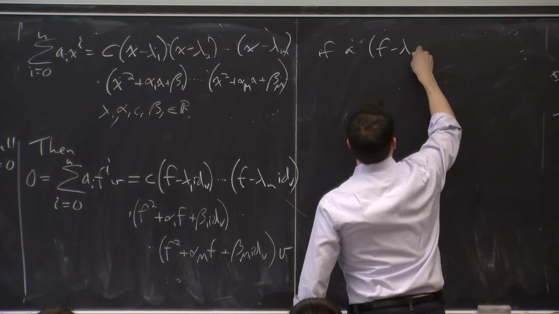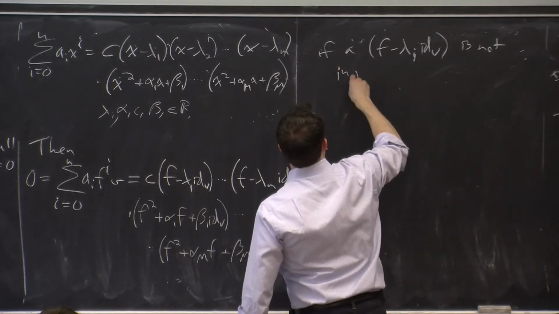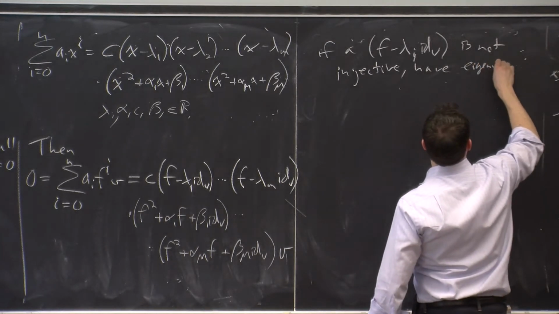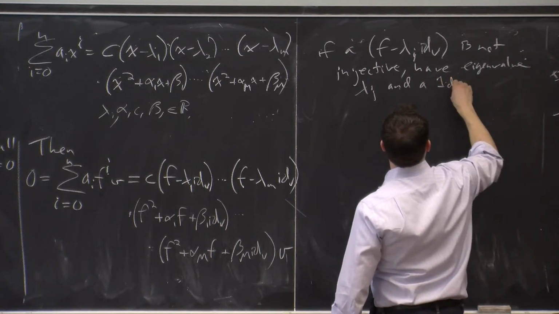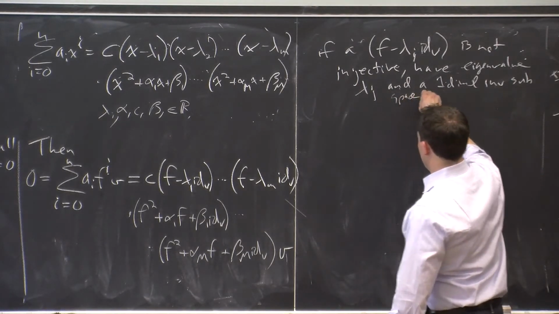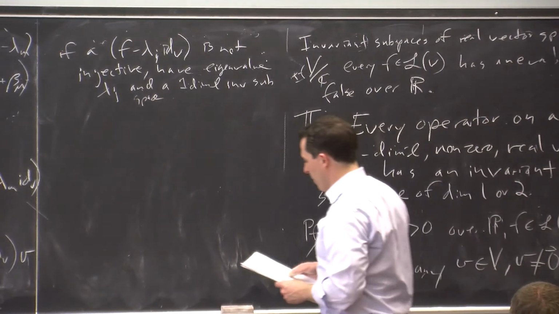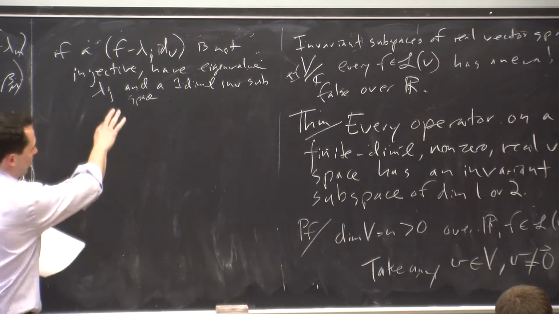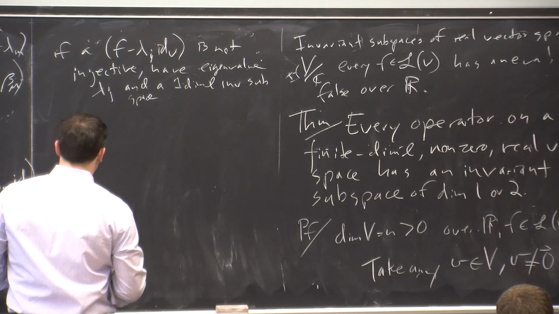So if f minus lambda j I is not injective, we have eigenvalue lambda j and a one-dimensional invariant subspace associated to any eigenvector, the span of any eigenvector of it, right? Of which there might be more than one. It may be a positive dimensional space, one or higher, two or higher.